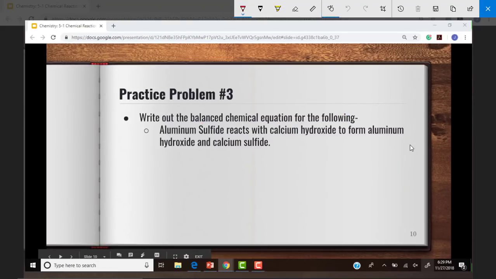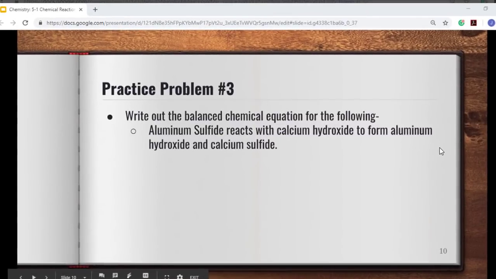So let's take a look at one more practice problem just to make sure we kind of have an idea of what's going on here. Write out the balanced chemical equation for the following. Aluminum sulfide reacts with calcium hydroxide to form aluminum hydroxide and calcium sulfide. So obviously in this equation I have not given you the full equation. You're going to have to figure that out yourself, which means essentially we have 4 nomenclature problems that we are going to have to do. So yes, we need to make sure we're using our periodic table, we understand our charges and oxidation numbers and whatnot. So let's go ahead and write these 4 out, and then we'll put them in an equation.